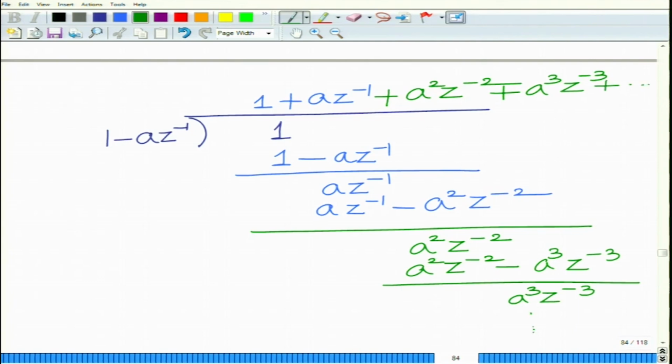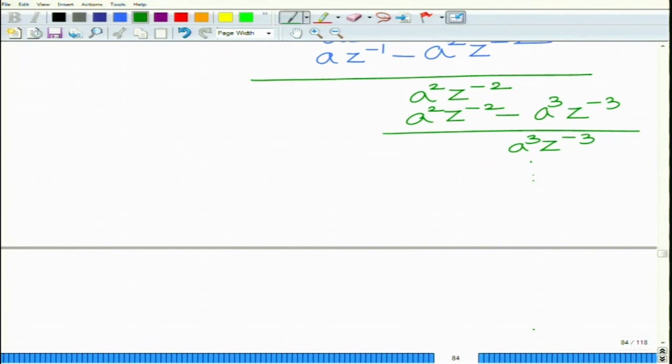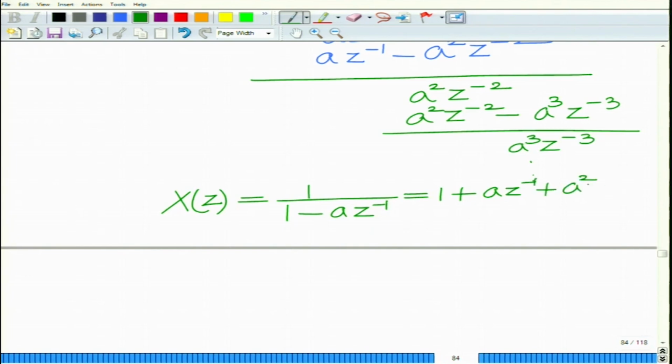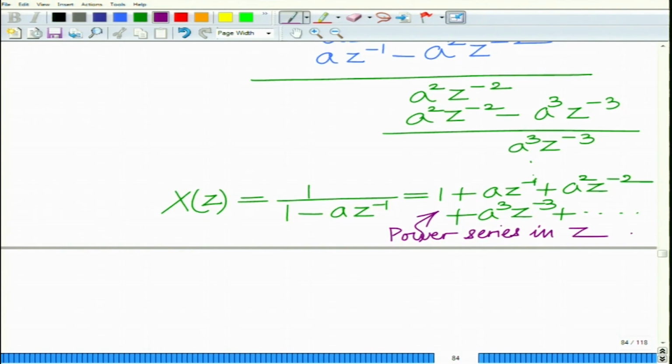Now you can see a pattern emerging. When you divide using long division, that is the power series approach, X of z equals 1 over 1 minus A z inverse, which gives us 1 plus A z inverse plus A square z raised to minus 2 plus A cube z raised to minus 3 and so on. So we have been able to express this as a power series in z, as x n z raised to minus n.